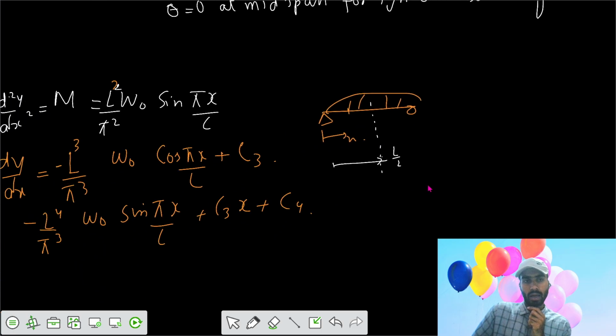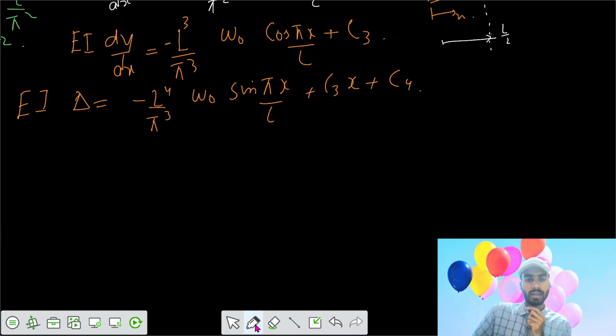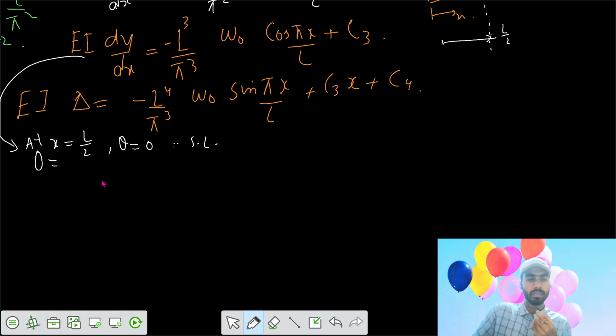So in this equation, if we substitute x equals L by 2, theta equals 0 because of symmetric loading. So we write EI into 0 equals minus L cube by pi cube W naught cos of pi into L by 2, that's cos pi by 2, that's 0, plus C3, that means C3 is also 0.